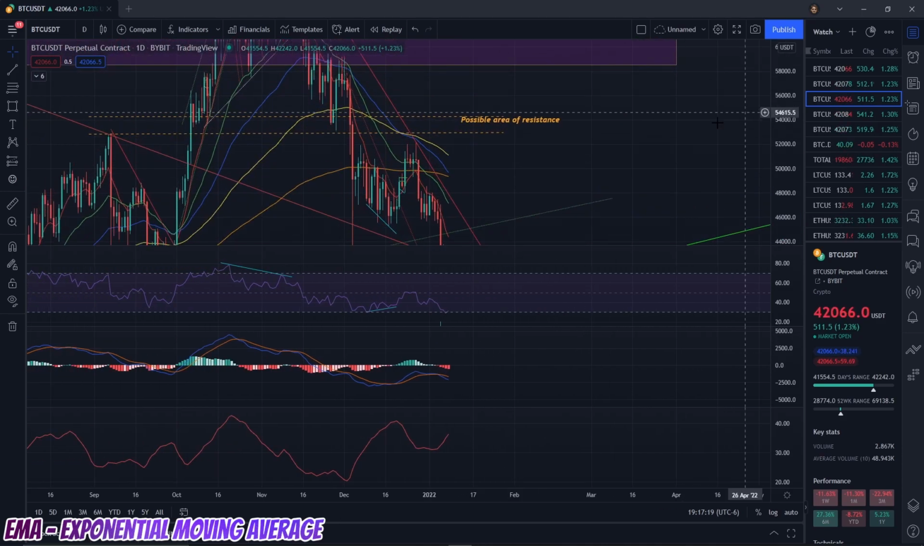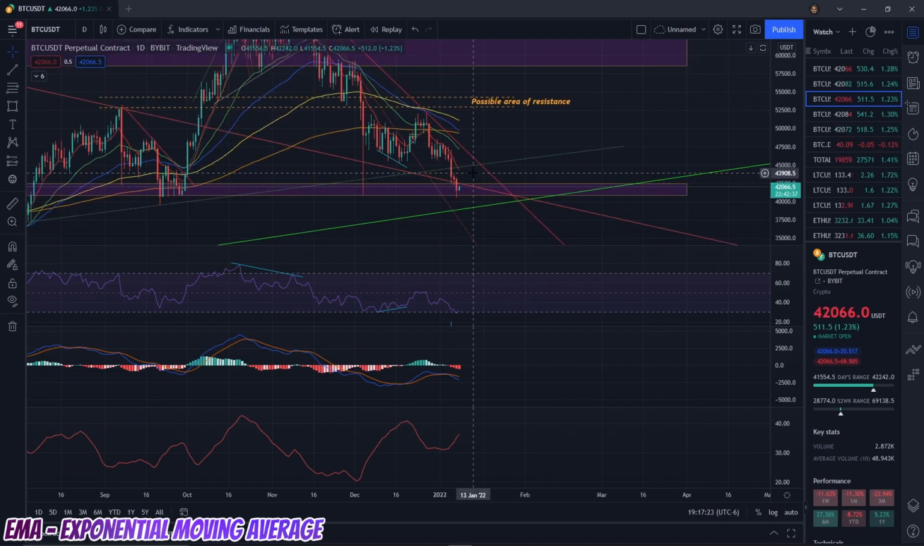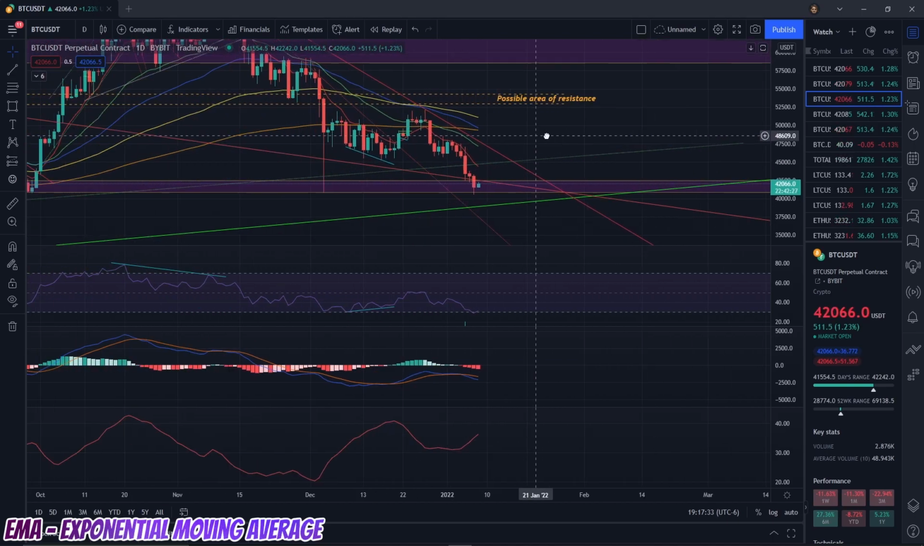Now this is just what these exponential moving averages are telling us on the daily time frame. So it looks like if we did want to target short, that would be a pretty bad idea as price is even far away from the 9 exponential moving average. So we'll have to wait for it to come back naturally.